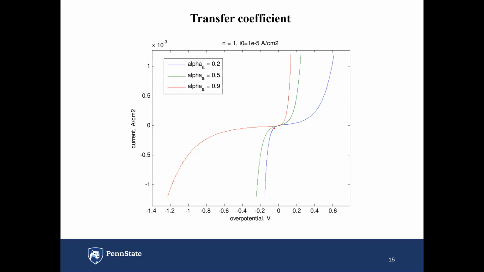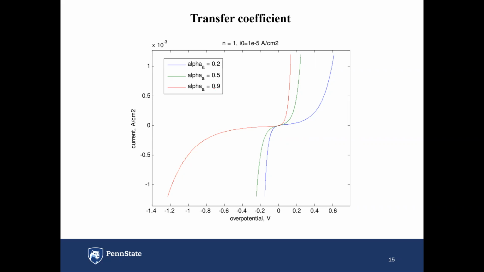This side happens faster, right? Because the slope is steeper. And that means the oxidation reaction is hard to happen, but the reduction reaction is easier to happen. And if we have alpha equal to 0.5, then we will have a beautifully symmetric S shape, right?